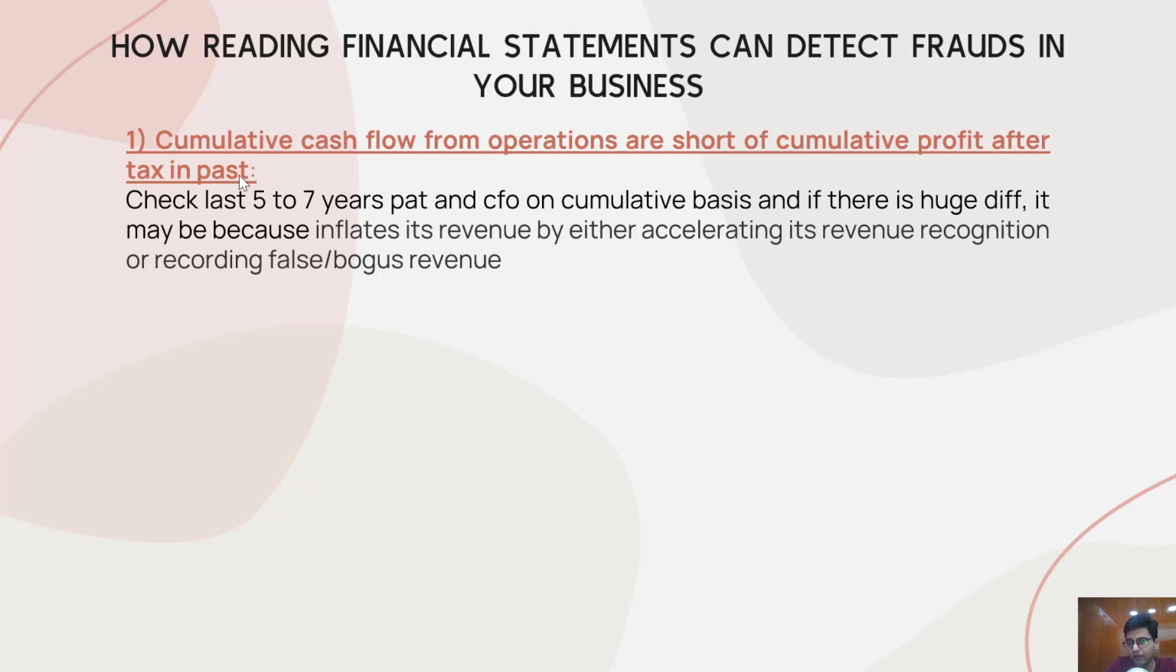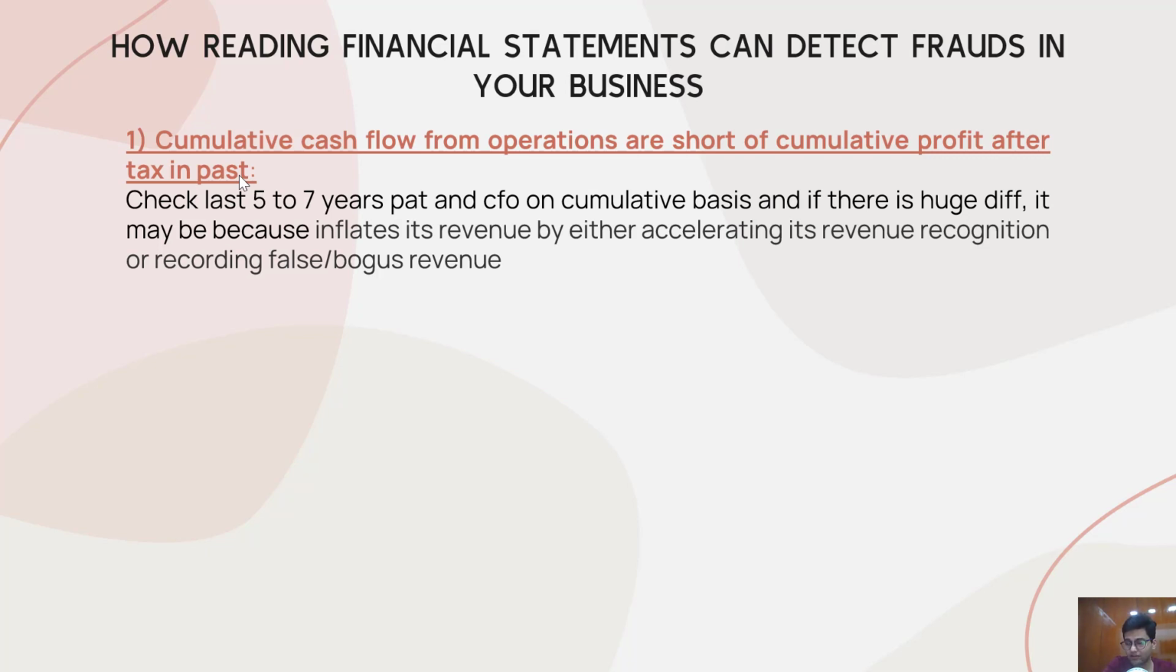So how can you check if your employees are committing frauds or you're not being shown the true picture in your operations? Take the last 5 to 7 years' profit after tax, that is net income, and take the last 5 years' cash flow from operations in your cash flow statement. Add them up.